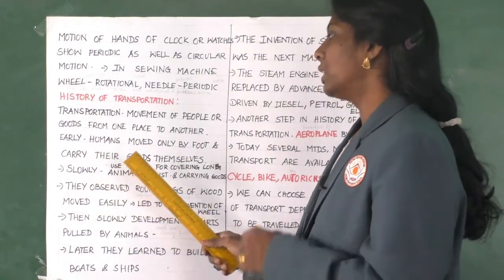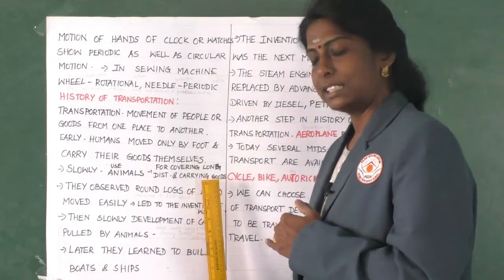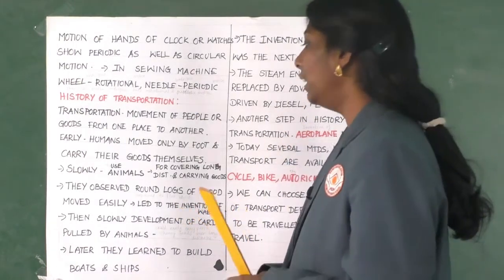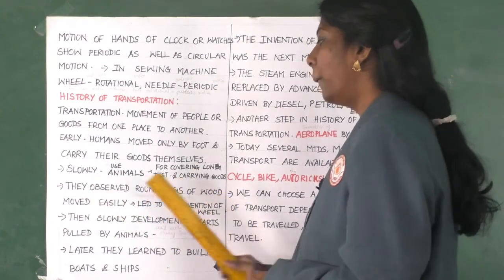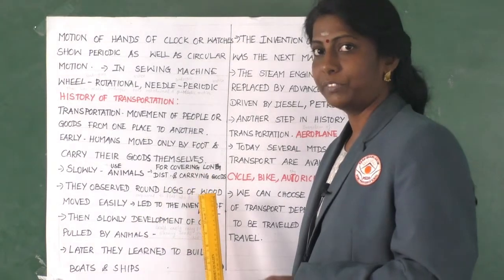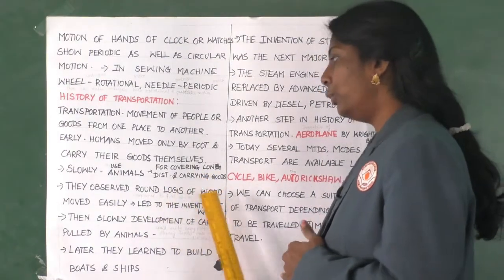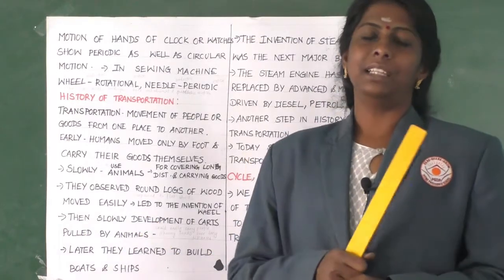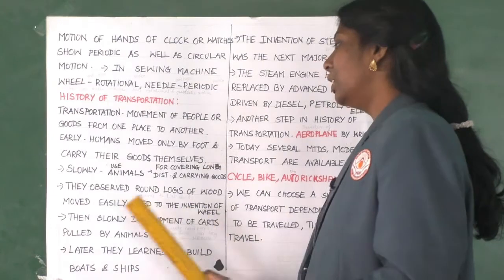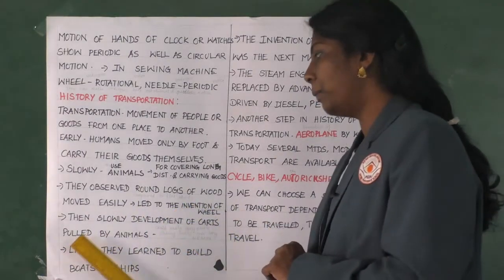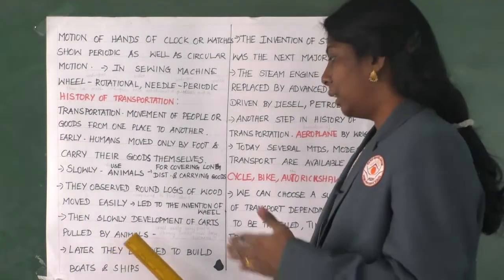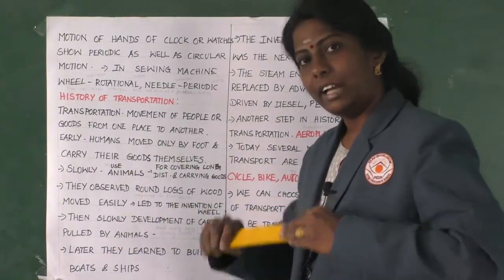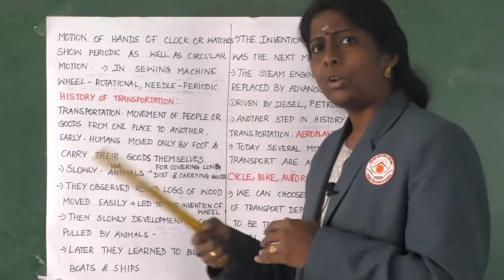Then, slowly, they used animals for covering long distances and for carrying goods. Then they observed that round logs of wood move easily compared to flat objects. So this led to the invention of the wheel. Then came the development of carts pulled by animals like bullock carts, which could easily carry people and heavy loads over long distances.